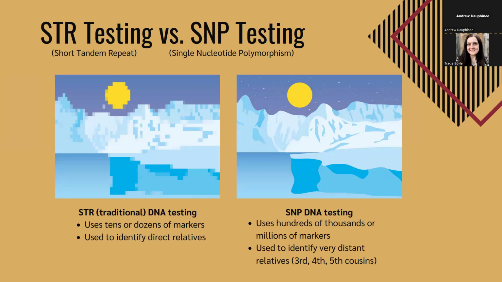On the other hand, SNP testing takes the concept of detail to another level. It explores hundreds of thousands or even millions of genetic markers, enabling genetic genealogists to uncover connections between much more distant relatives, ranging from parents and siblings, all the way to third, fourth, fifth cousins, and beyond.